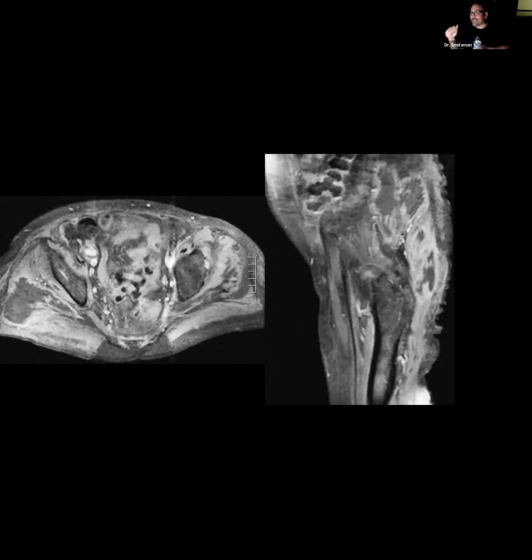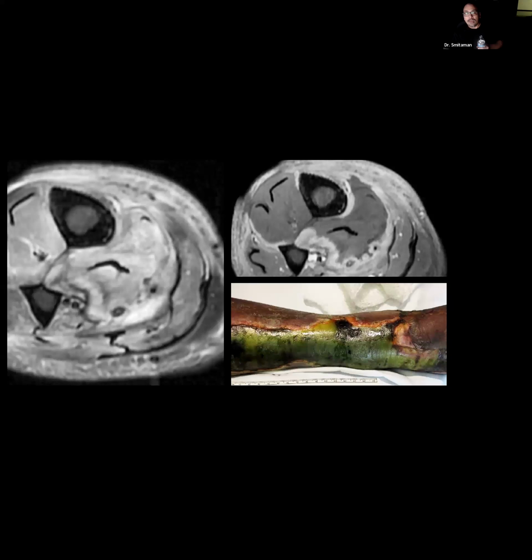But remember, be careful giving contrast to these patients, because they may already have renal failure, so you don't want to box the kidneys in even further. And renal failure is typically seen in anywhere from 10 to 25% of patients that would come in with myonecrosis.